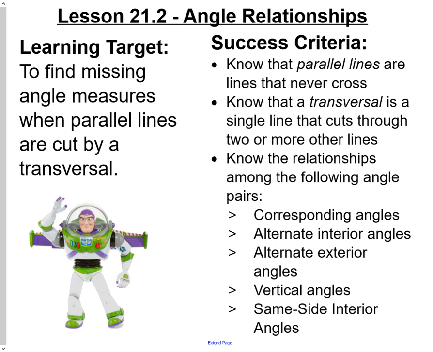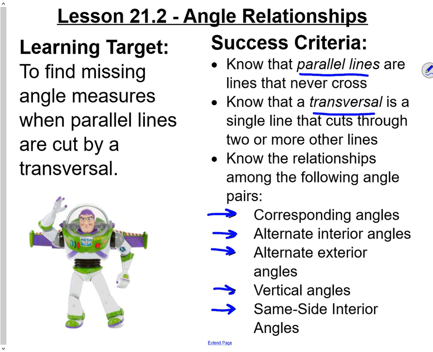Our success criteria is very similar to the last one, where, again, you have to know what parallel lines are and what a transversal is, because that's what's forming what we're doing. And then there's a bunch of angles that are formed. We're going to talk about the relationships between corresponding angles again, alternate interior angles, alternate exterior angles, vertical angles, and same side interior angles, and whether the angles would be congruent or supplementary. Those are the main ones we're working with. And we did talk about those last time.